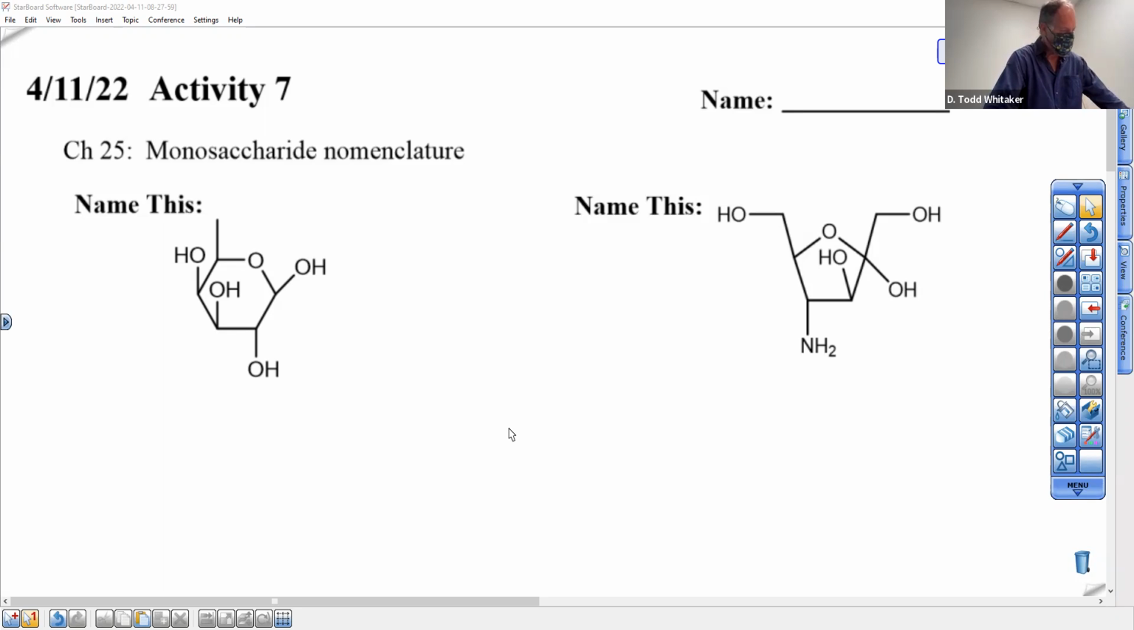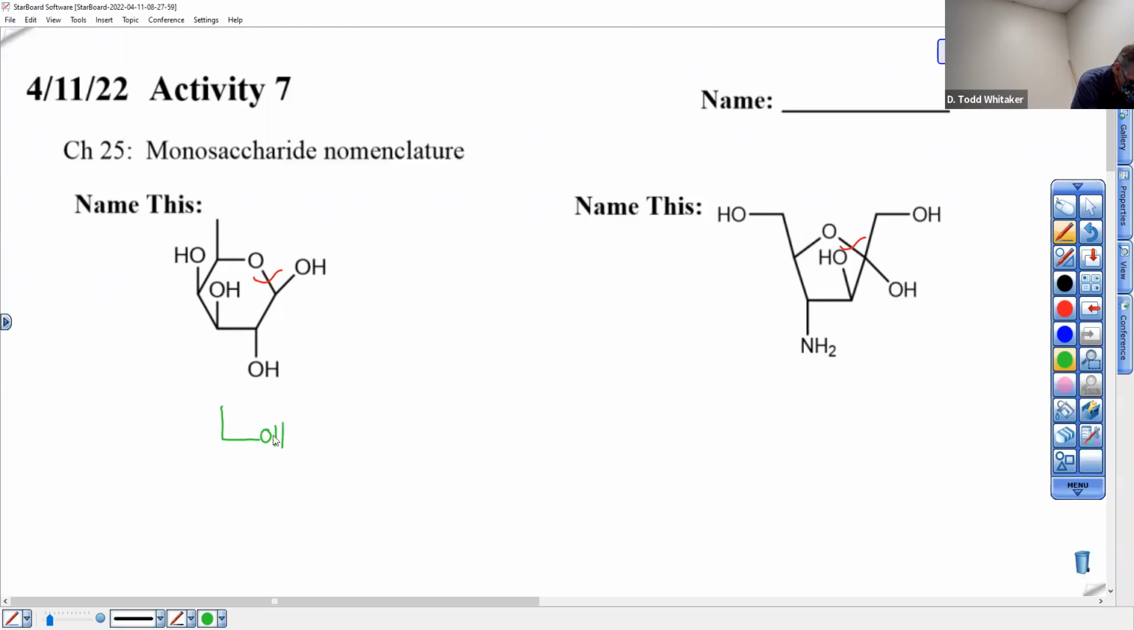And we went the other direction for the first 6 activities where we were given a name and we had to draw it. And now we're going to have to go backwards and name these. And you have to remember, before they were these rings, this bond was made here and this bond was made here. So we're going to unravel things.